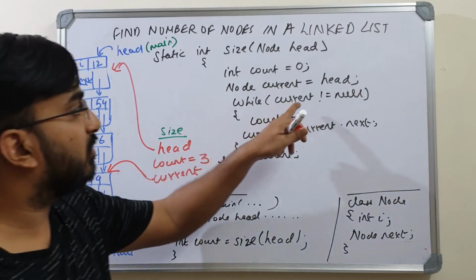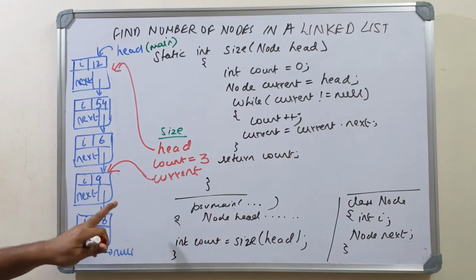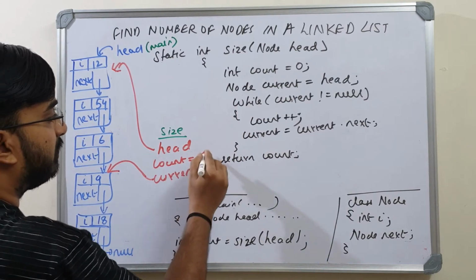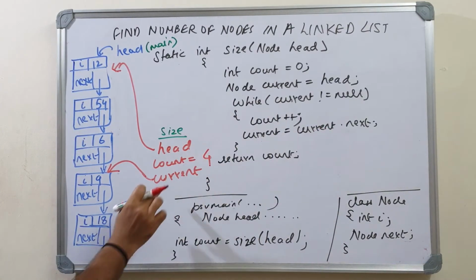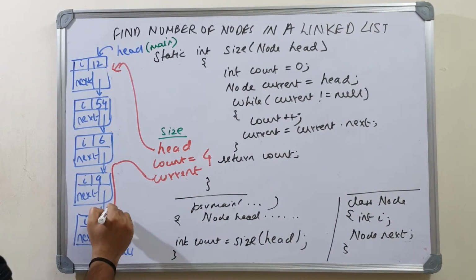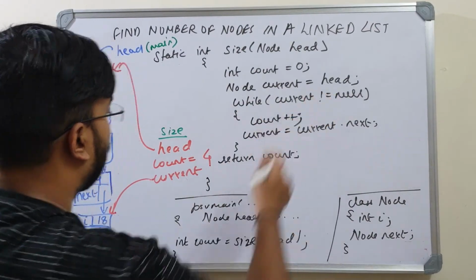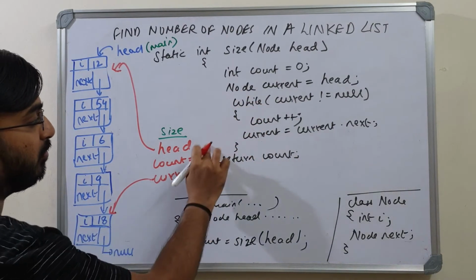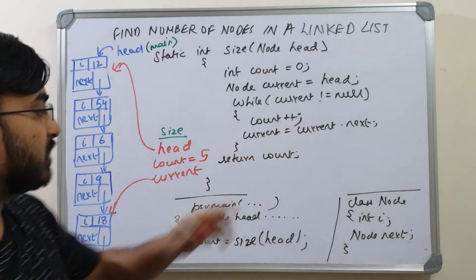You go back to check for the while condition. Current is not equal to null. This is a memory location, not null. True. You come inside the while loop. You say count plus plus. Count becomes 4. You say current is equal to current dot next. Current points to current dot next now. Current points here. You go back to check for the while loop condition. Current is not equal to null. Current is pointing here. Not null, true. You come inside the while loop. Count plus plus. Count becomes 5. Then you say current is equal to current dot next.